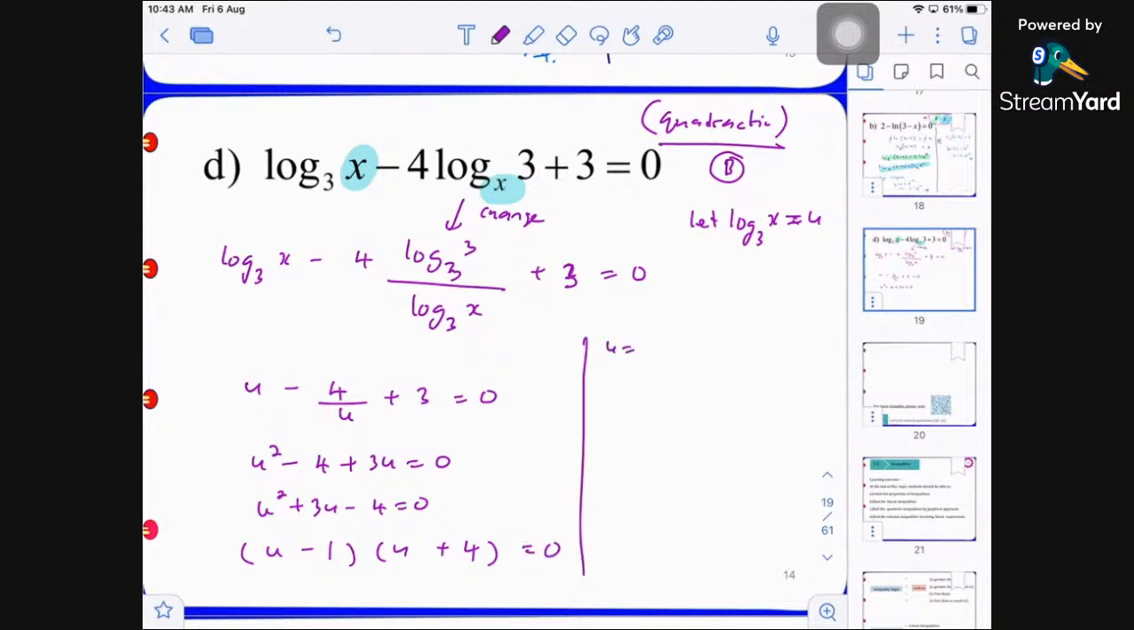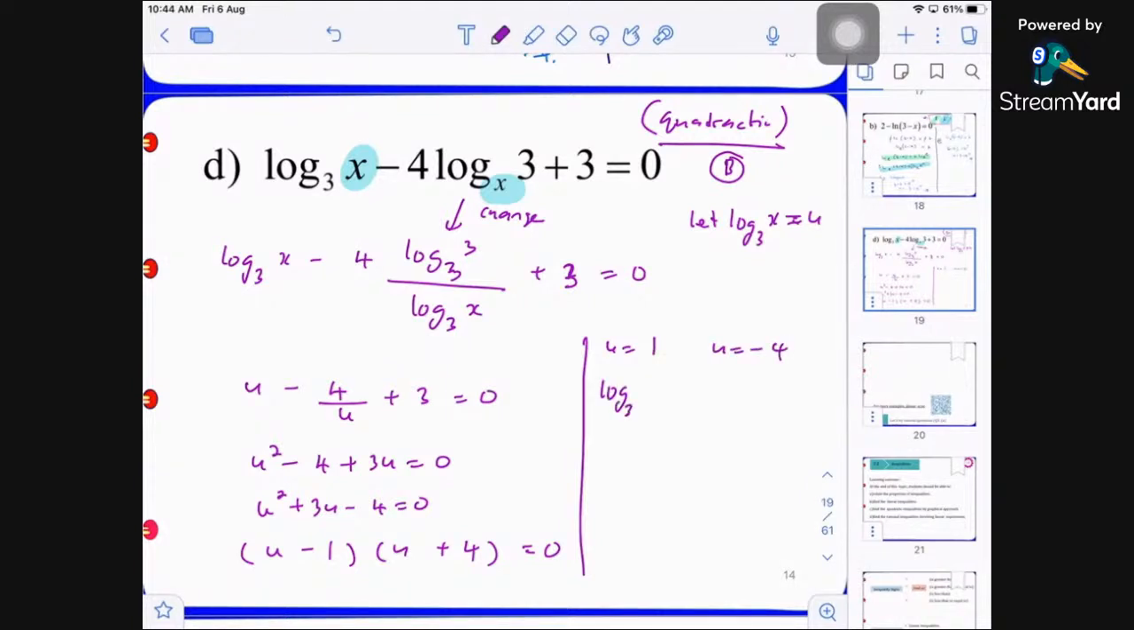Sorry. Yeah. For the u minus 4 over u plus 3, times by u, right? Yeah, I times everything by u to get rid of the denominator u. Okay? Because got equals to 0, so I can times everything by u to get rid of the denominator u. Boleh faham? Okay? So u sama dengan 1, u sama dengan negatif 4.